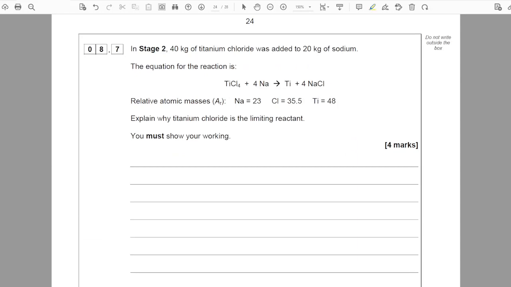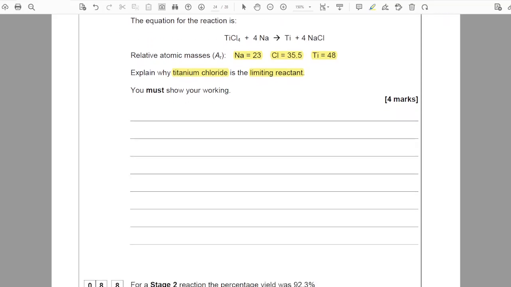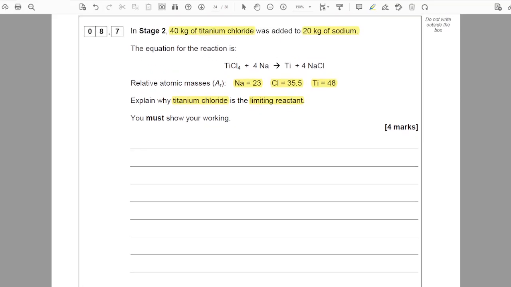8.7. In stage 2, 40 kilograms of titanium chloride was added to 20 kilograms of sodium. Relative atomic masses are given. Explain why titanium chloride is the limiting reactant. Firstly, I would write down the equations I would need. So moles is equal to mass over Mr, and moles is also equal to concentration multiplied by the volume. Next, we need to convert the kilograms into grams. Next, we need to find the moles of each substance.